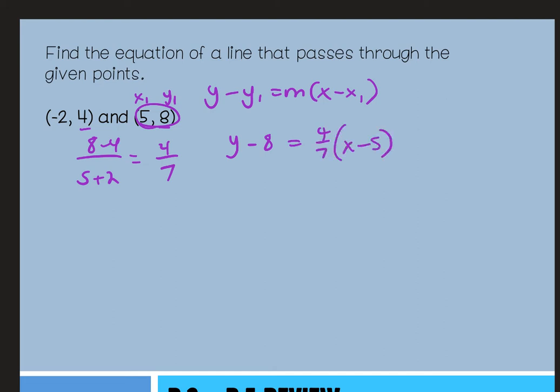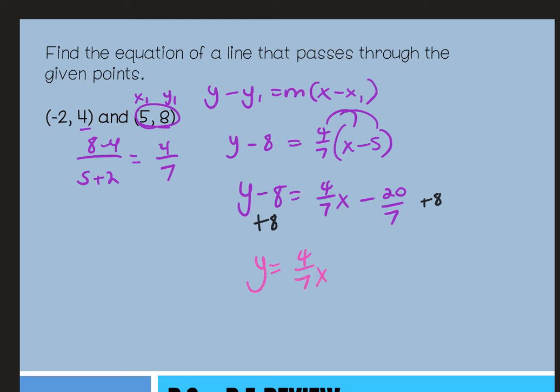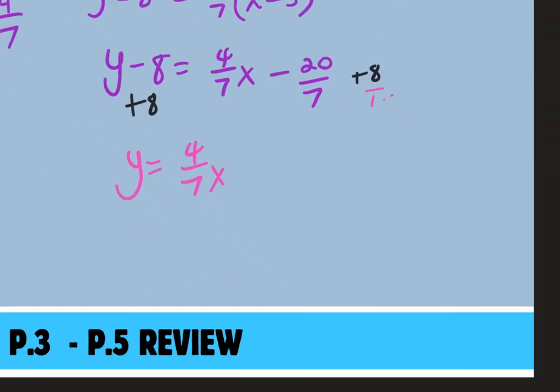x minus 5. y minus 8 equals, distribute this in, 4/7 x minus 20/7. And then add the 8. So y equals 4/7 x. 8 over 1 becomes 56/7. And it's negative 20 and a positive 56. So this becomes positive 36/7.